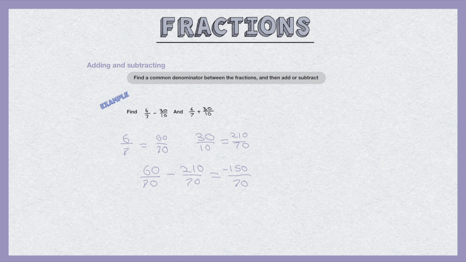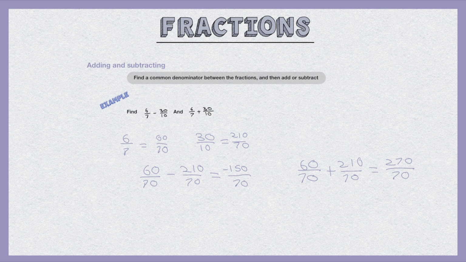Now let's do the exact same thing, but change the symbol to the add up here. So we have those two numbers, so it would be 60 over 70, add 210 over 70 equals 270 over 70. So I hope that makes sense.